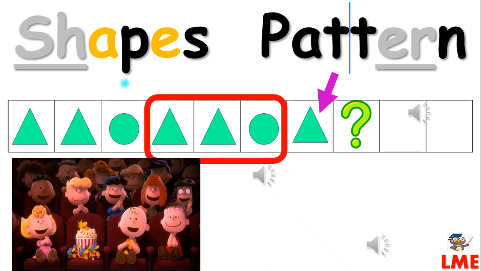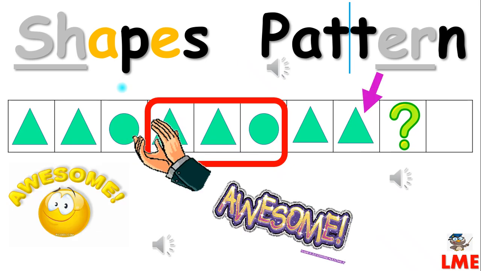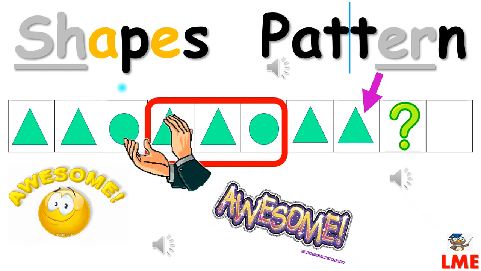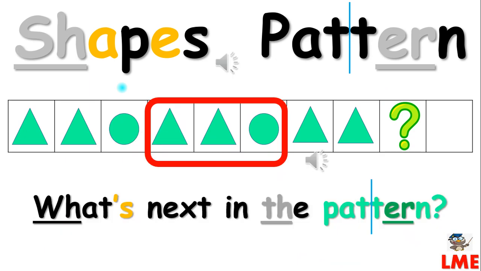Do you know what's next in the pattern? You are correct. Triangle is next in the pattern. Can you guess what's next in the pattern? That was awesome! You are right. Triangle is next in the pattern. Can you figure out what's next in the pattern?